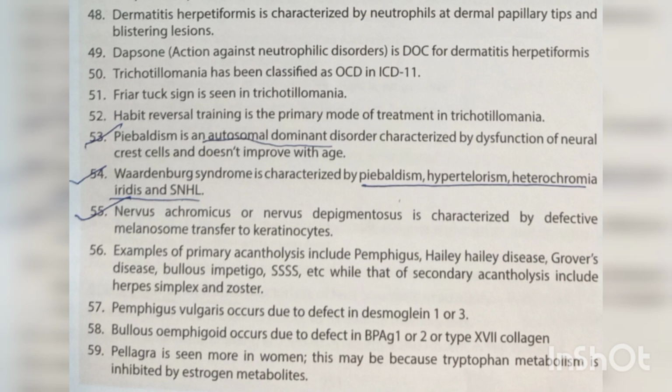Examples of primary acantholysis include pemphigus, Hailey-Hailey disease, Brewer's disease, bullous impetigo, SSSS, etc., while those of secondary acantholysis include herpes simplex and zoster. Pemphigus vulgaris occurs due to defect in desmoglein 1 or 3. Bullous pemphigoid occurs due to defect in BPAG1 or 2. Pellagra is seen more in women. This may be because tryptophan metabolism is inhibited by estrogen metabolites.